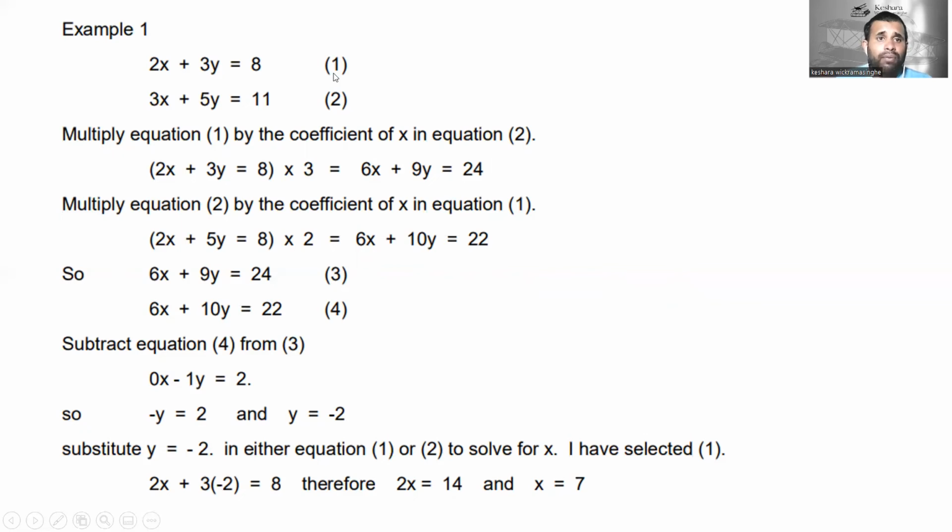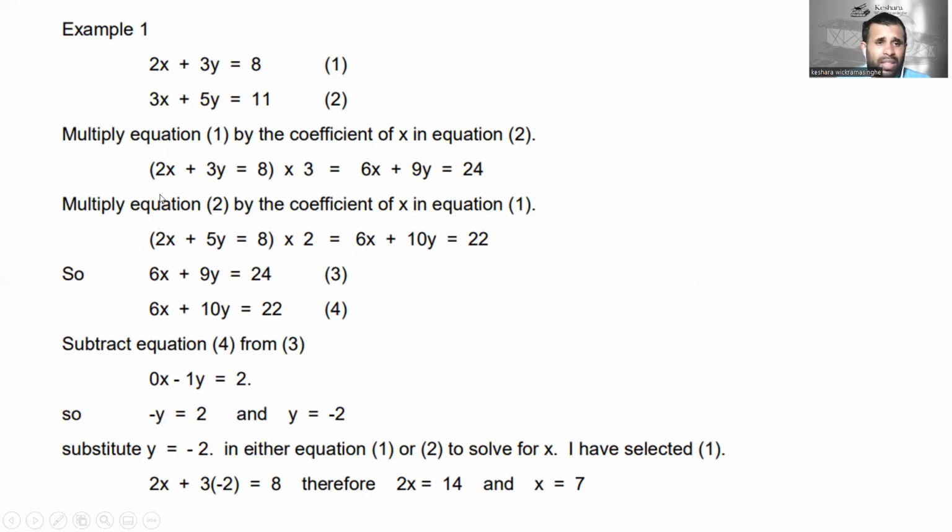So we multiply equation 1 by the coefficient of x in equation 2, right? So the first thing we have to do is multiply 2x plus 3y equals 8 by 3, which is the coefficient of x in the second equation. And then we multiply equation 2 by the coefficient of x in equation number 1, so this number 2 equation we have to multiply by 2.